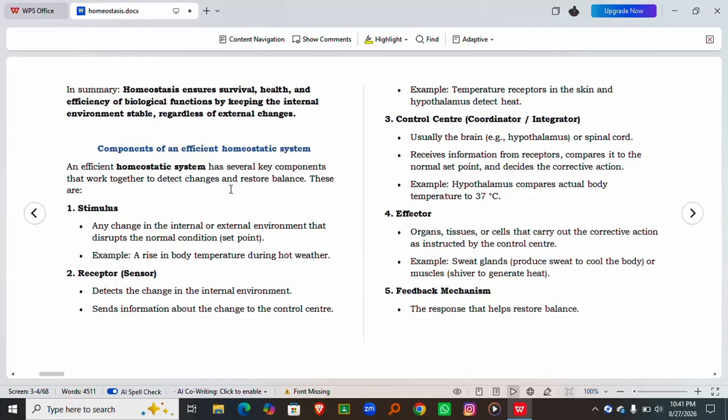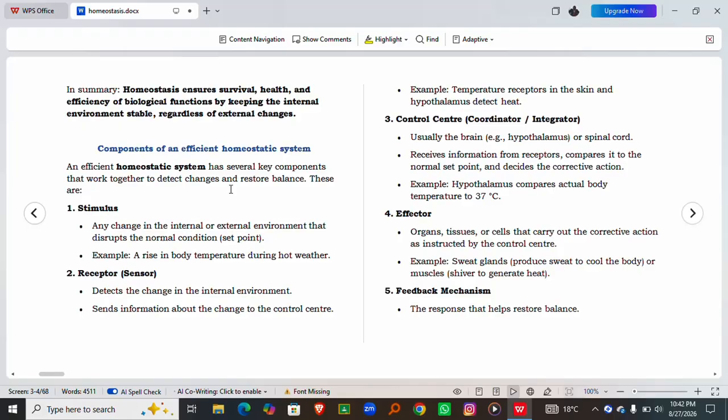But when it is too cold, that is an external stimulus because it will automatically cause a decrease in the body temperature so that it may even drop below the normal set point of 37. So our bodies have what we call sensors or receptors. These ones help us to detect the changes in the internal environment.